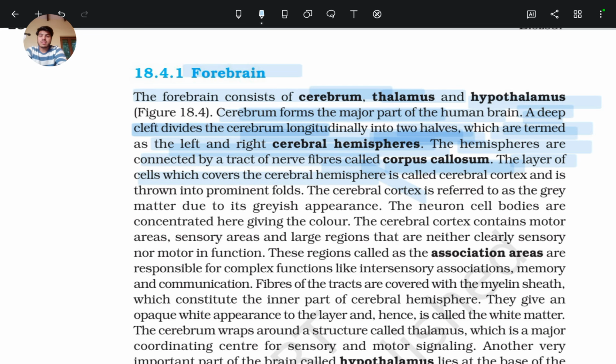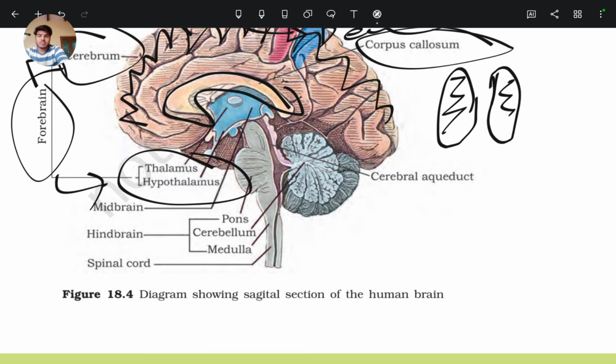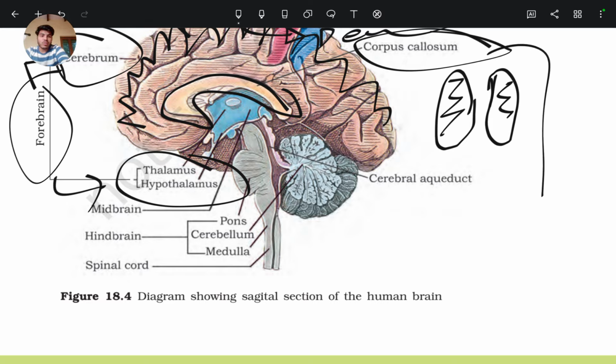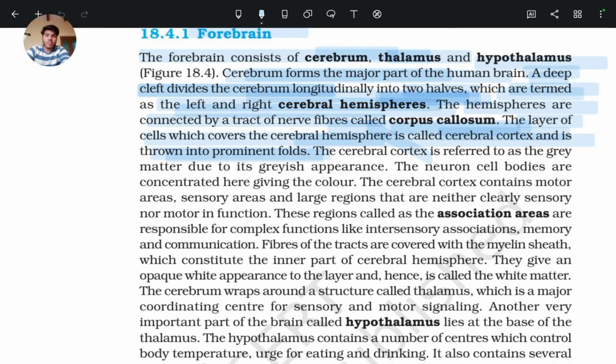The layer of cells which cover the cerebral hemisphere is called the cerebral cortex and is thrown into prominent folds. So the upper layer has prominent folds and covers the cerebral hemisphere, and is called the cerebral cortex.